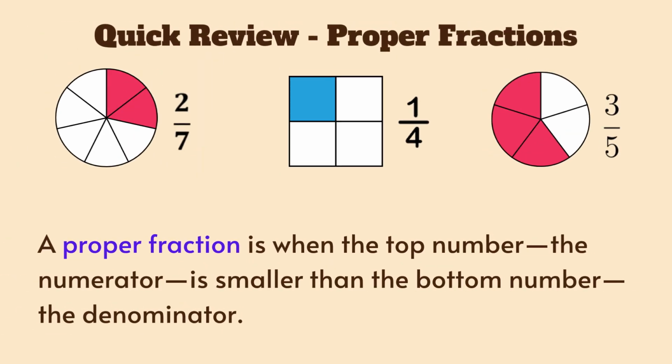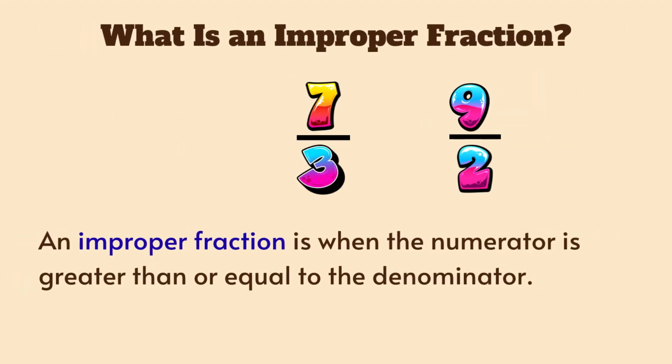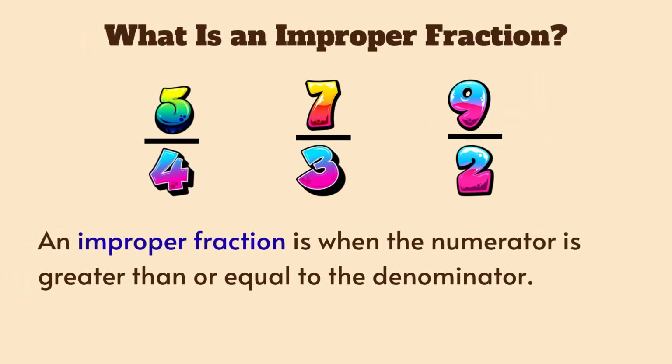Quick reminder first. A proper fraction is when the top number, the numerator, is smaller than the bottom number, the denominator. That means the fraction is less than one whole. An improper fraction is when the numerator is greater than or equal to the denominator. In simple terms, it means we have one whole or more. Yes, more than one. Fractions can do that.